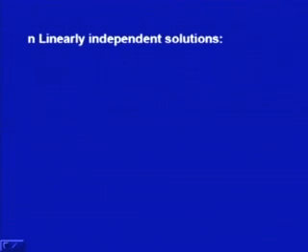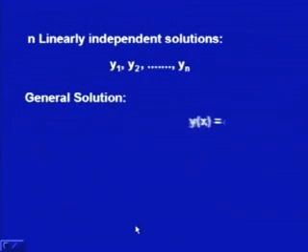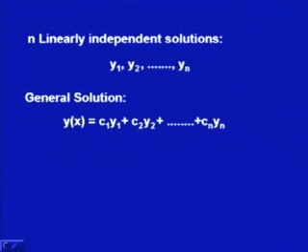In each case we will get n linearly independent solutions, whatever the situation, and let us say they are y1, y2, yn. So, the general solution will always be of the form c1 y1 plus c2 y2 plus cn yn. Now, let us do some examples to understand these things.